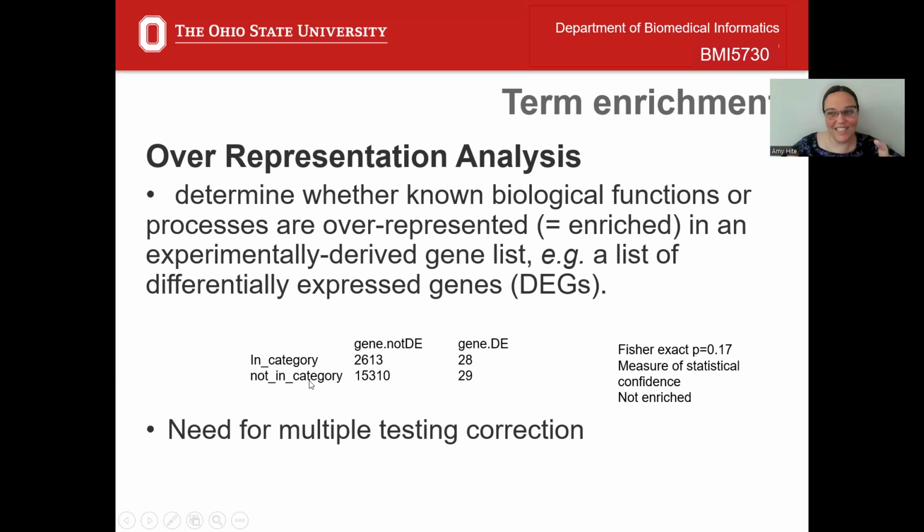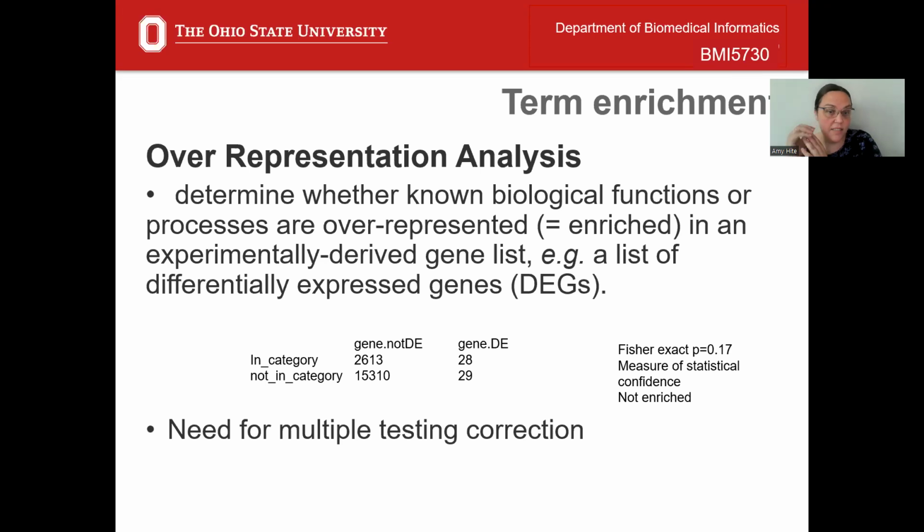And with this contingency table, you could do a chi-squared test or a Fisher exact test. Fisher exact is what we use when some of these values could be small. And that's sure to happen. So it's better to use a Fisher exact test in this case.